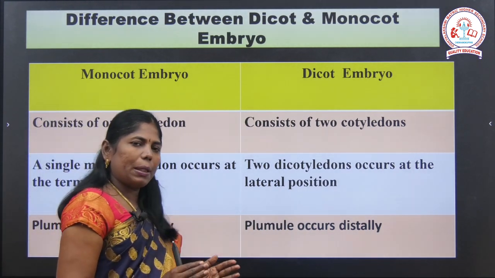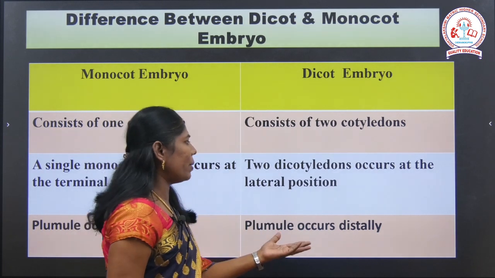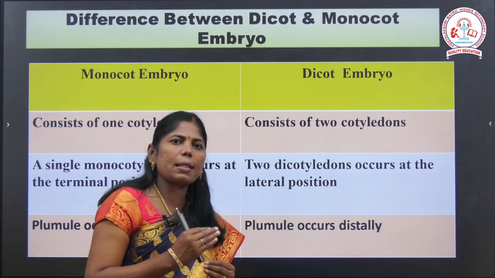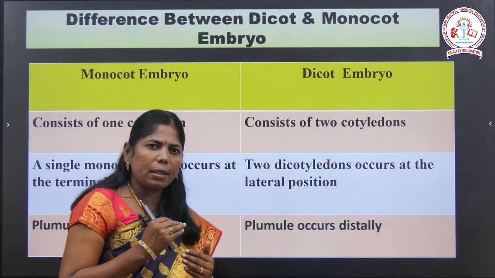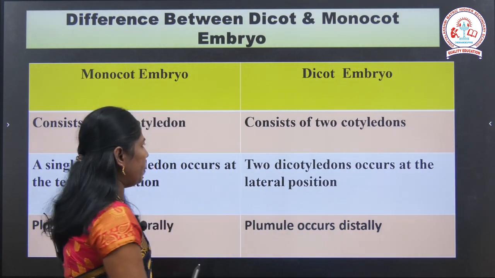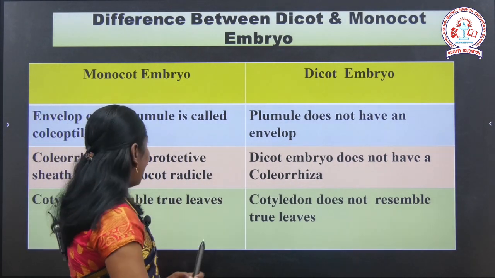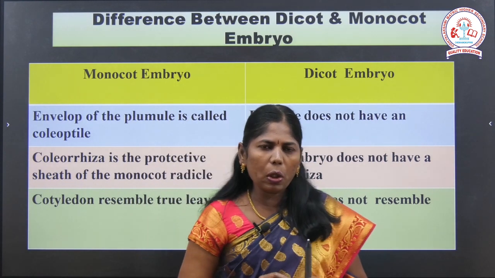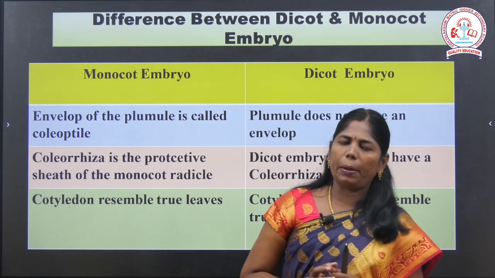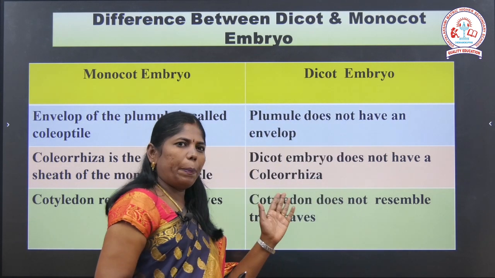The plumule is lateral, but the scutellum is terminal. Here the plumule is distal, meaning it is away from the embryonic axis. Next, the envelope of the plumule is called the coleoptile, the covering around the plumule. Here the plumule does not have any envelope.